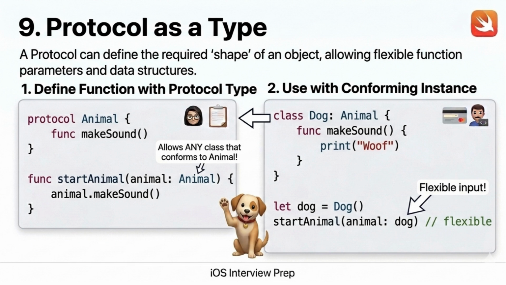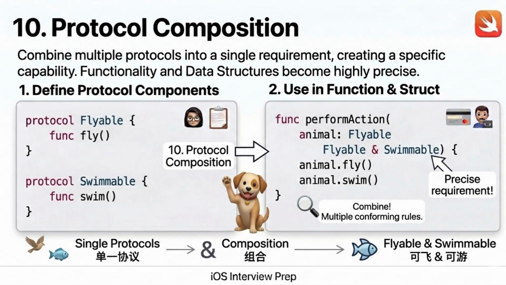Now we are moving to our next topic, which is protocol composition. Protocol composition is nothing but combining multiple protocols into a single protocol. So this is the example. You can check out the syntax. Flyable and Swimmable are the protocols, and in performAction we are combining the protocols Flyable and Swimmable. You can check out the example.